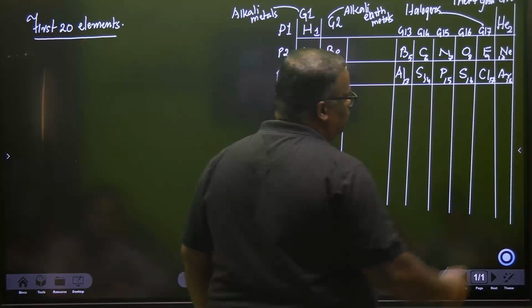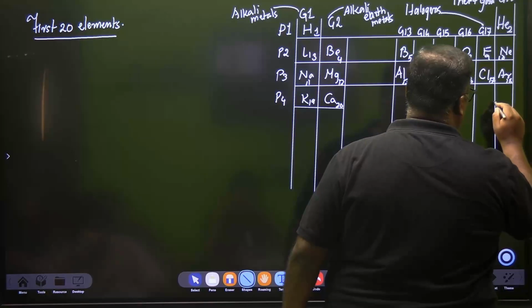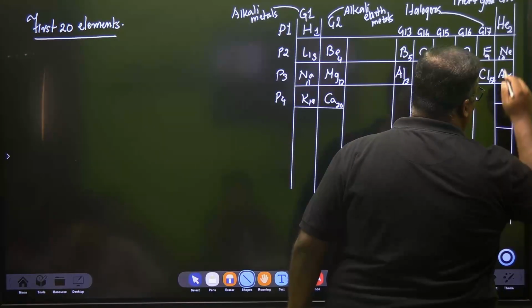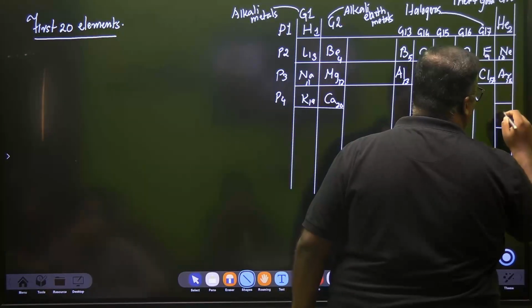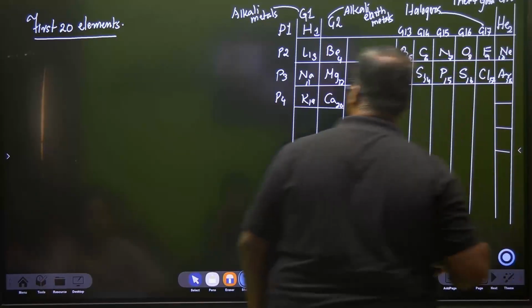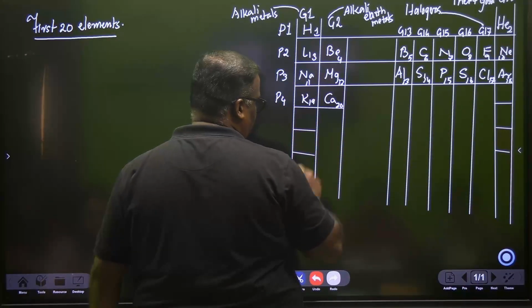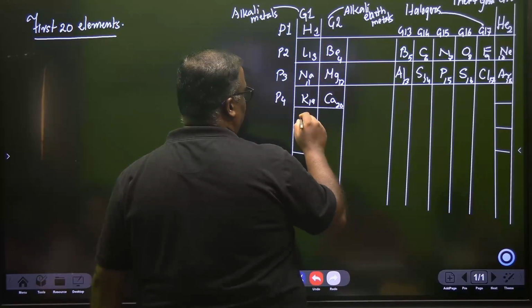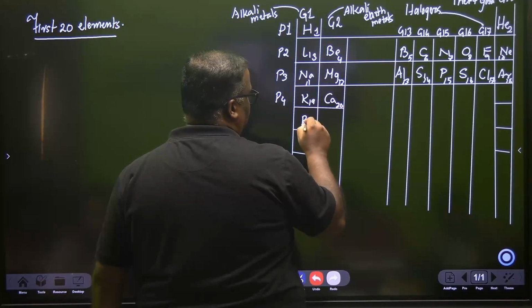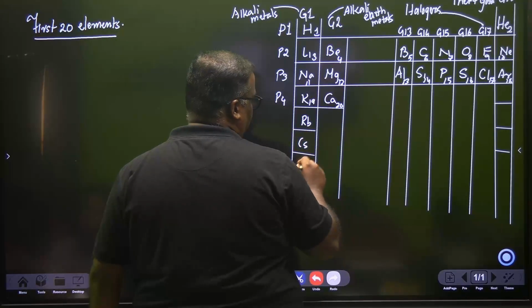Just for knowledge, you should know your helium, neon, argon, krypton, xenon, and then you have radon. Sodium, potassium, rubidium, cesium, francium. So you should know this also. That's all.